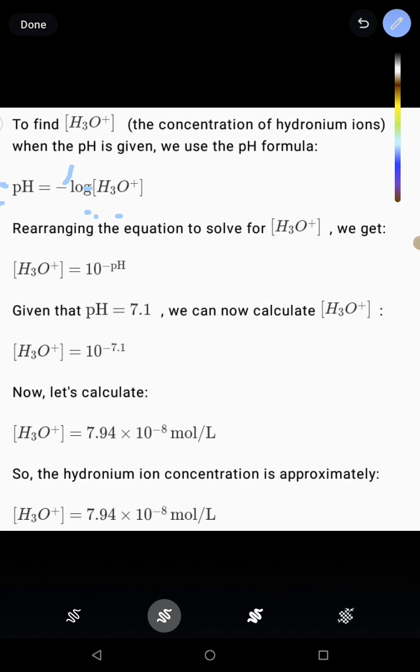And what is our pH? They gave us the pH to be 7.1. Then the hydronium ion is going to be what? 10 raised to power minus 7.1. And simplifying that, we get 7.94 times 10 raised to power minus 8 mole per liter. Are we together? And that is the answer to that question.